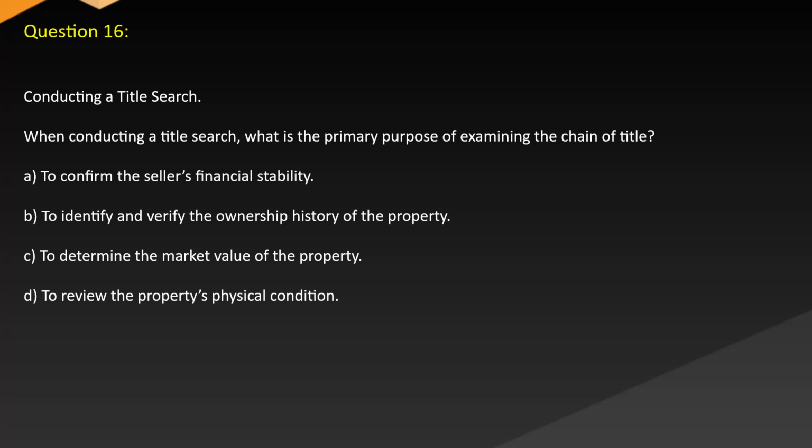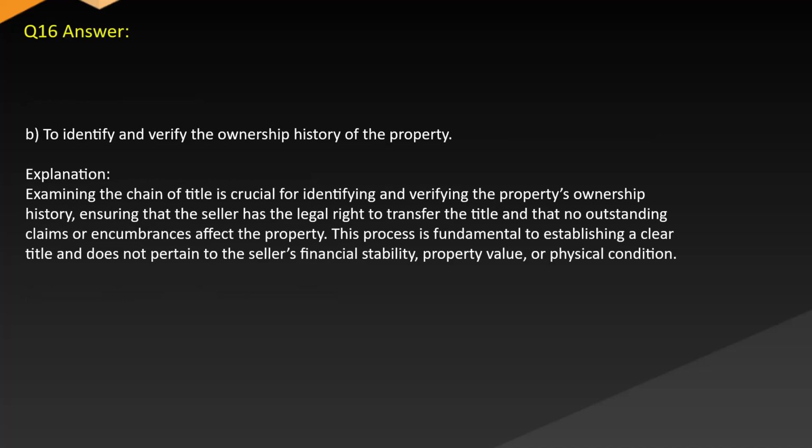When conducting a title search, what is the primary purpose of examining the chain of title? A. To confirm the seller's financial stability. B. To identify and verify the ownership history of the property. C. To determine the market value of the property. D. To review the property's physical condition. Answer: B. To identify and verify the ownership history of the property.